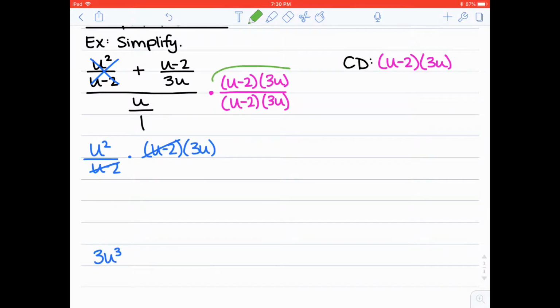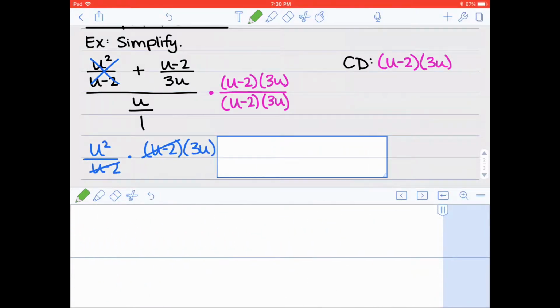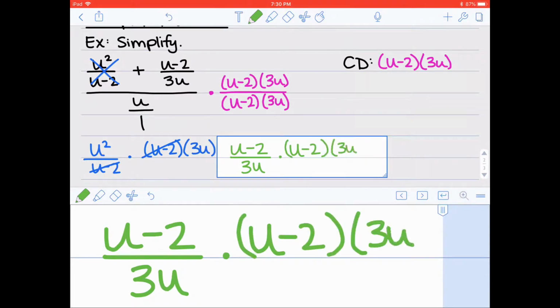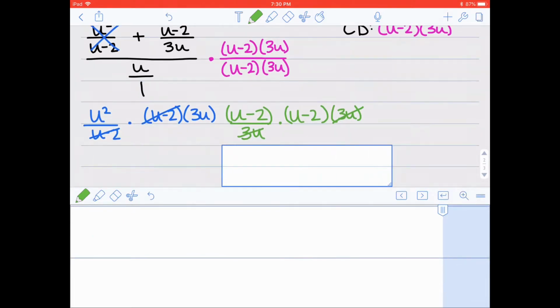Okay, now I'm going to change colors so we can see the work for the next one. And again, I'm going to take this part right here, and I'm going to multiply it by that fraction right there. And I'm going to go ahead and show my work for that. Alright, so I'm taking that fraction, u minus 2 over 3u, and I am multiplying that by u minus 2 times 3u. So now I can see that the 3u and the 3u cancel out, and I have u minus 2 times u minus 2. So I'm going to go ahead and show some work for that. Going to figure out what that equals.